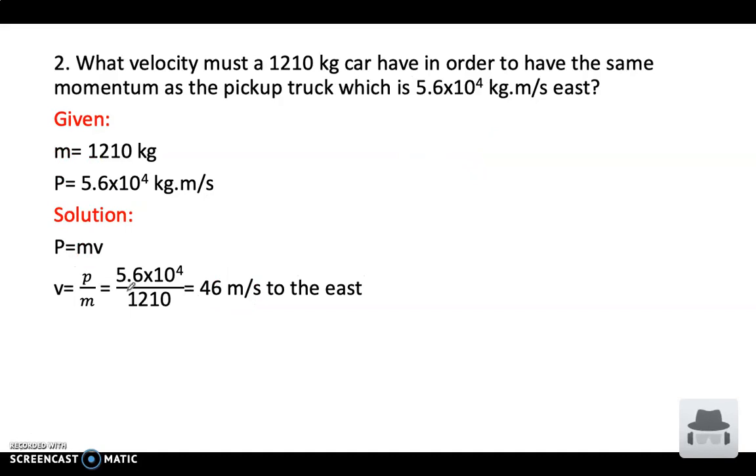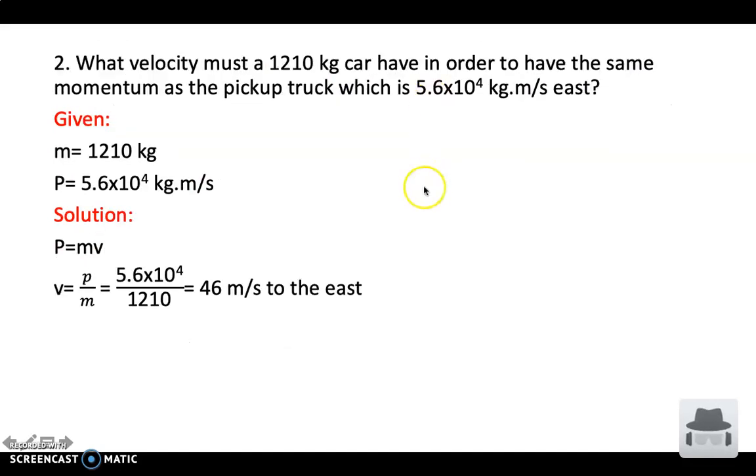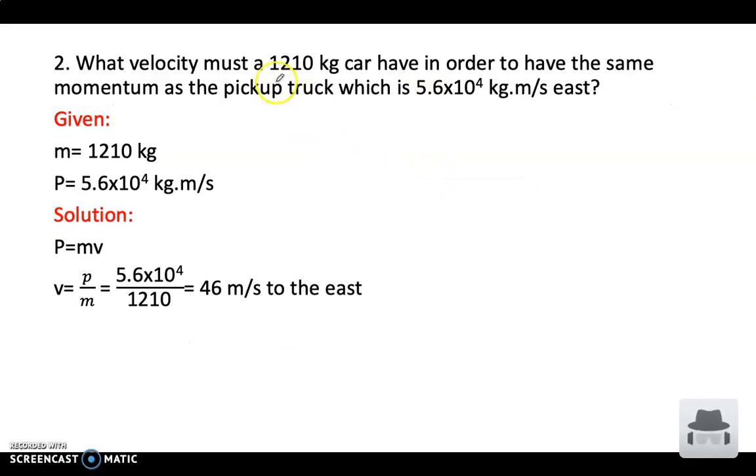Second question says, what velocity must a car of mass 1,220 kilogram have? Okay, we'll go back to the question. I need to use the pen again. Okay, so here, this is the mass. I will write the given. I have the mass of the car.